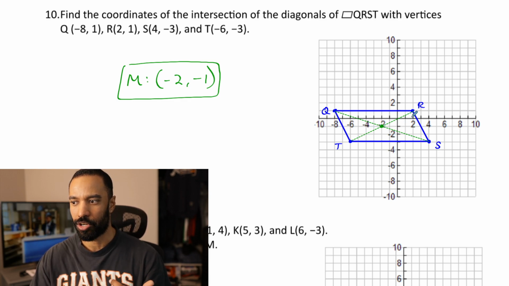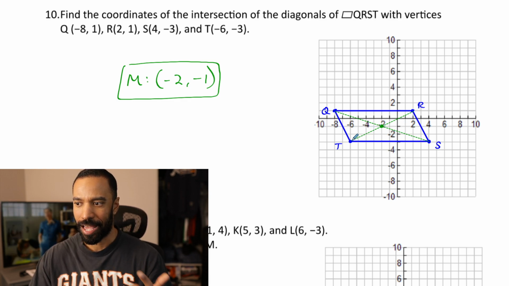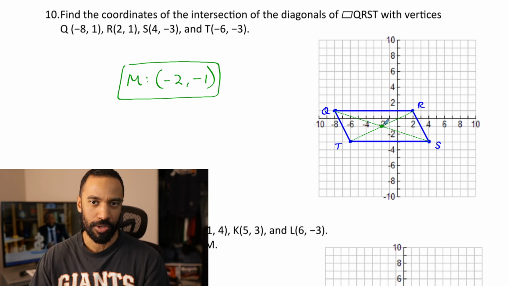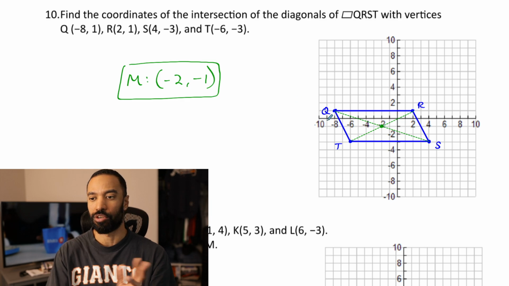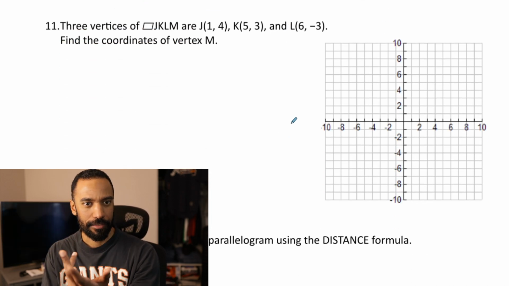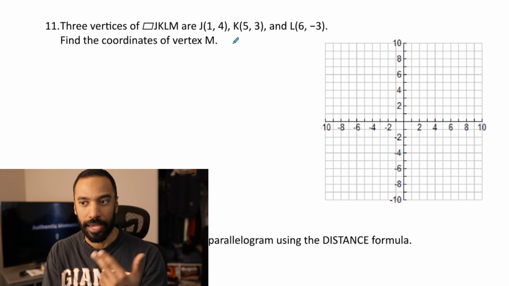From R to T, you're going down 4 and left 8. So instead, go down 2 and left 4. Boom, you can hit that point. Go half the distance and you'll find it. There it is. Okay, another kind of question like number 9, I guess, is number 11.